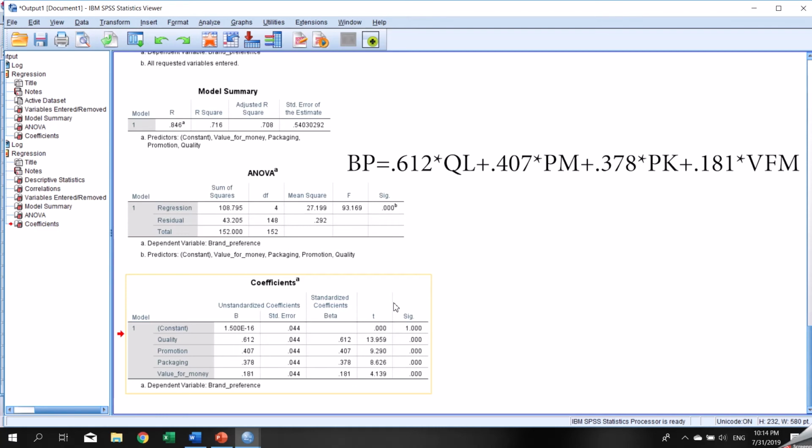And how to interpret the beta or the slope. It's very easy. I'll take quality as an example. If I increase the quality by 1 unit, the brand preference will increase by 0.612 unit, and the same applies for promotion, packaging, and value for money.